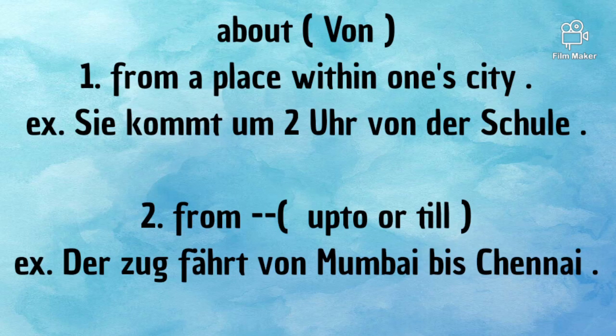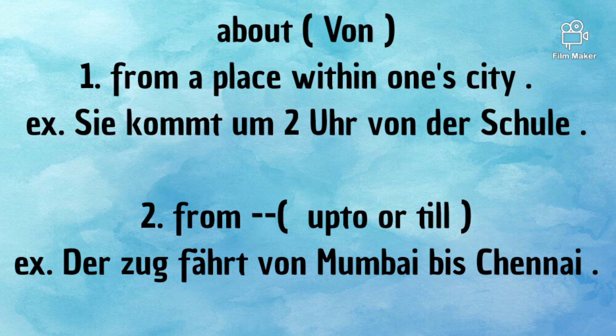Next one we'll be learning is von. So we're talking about von now. From a place within one city. Sie kommt 2 Uhr von der Schule. It means she came from school at 2 o'clock. The second sentence is from, up to or till. That is the meaning of that from. So the sentence is: Der Zug fährt von Mumbai bis Chennai. It means the train goes from Mumbai to Chennai.